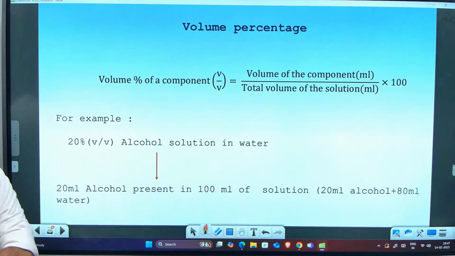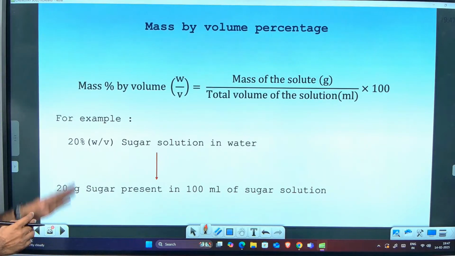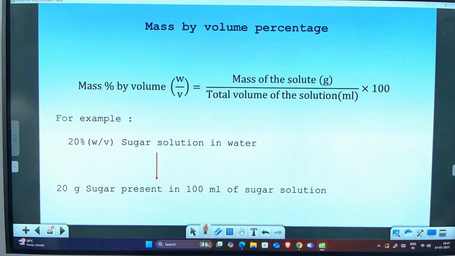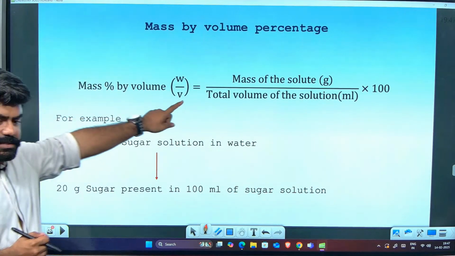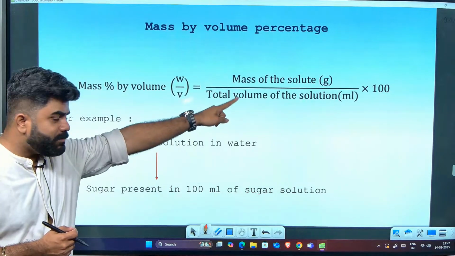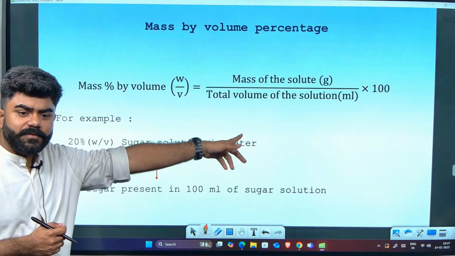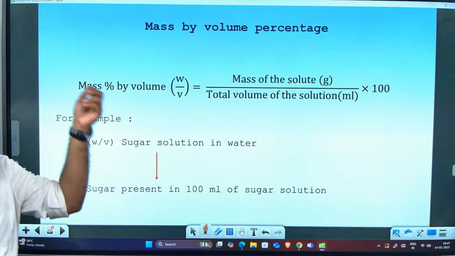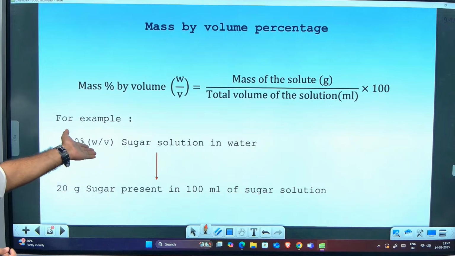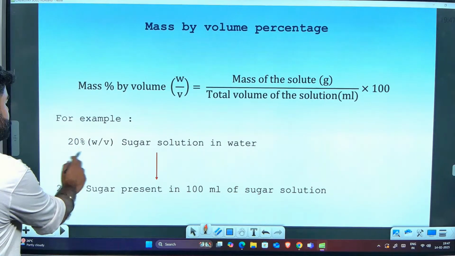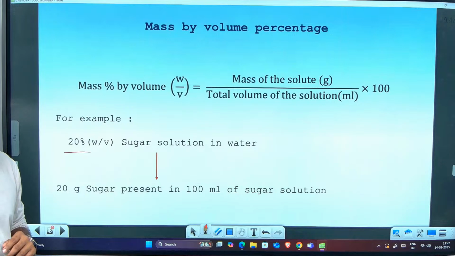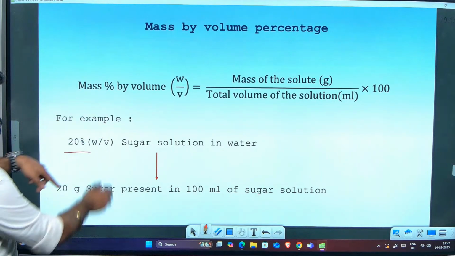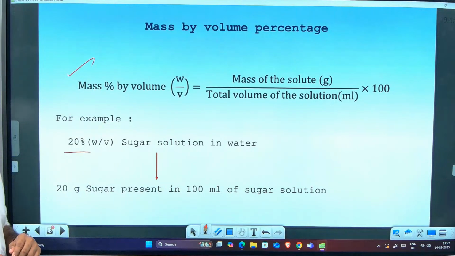Shall we go to the next? Next, mass by volume percentage. Mass by volume percentage is the mass of the solute in grams divided by volume of the solution in ml. Again this is solid in liquid, so we can use this system. Example, the same 20% sugar solution in water which we already saw, so we can take that. You need not copy this, only the formula you copy, that's enough.